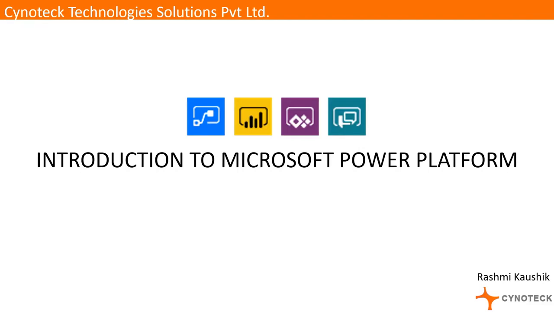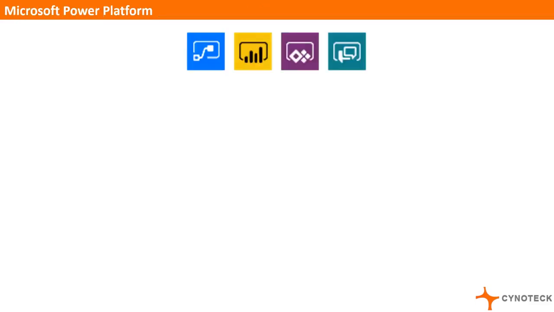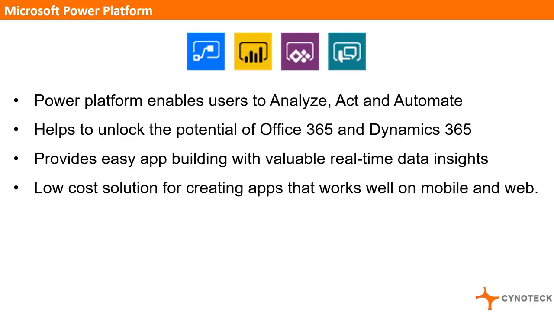In this video, I'm going to talk about an introduction to Microsoft Power Platform. Microsoft Power Platform helps users to analyze data and build solutions in a way that data can work for the business most efficiently, and then automate the process. So you can also define Power Platform in three words: analyze, act, and automate. It helps to unlock the potential of Office 365 and Dynamics 365.